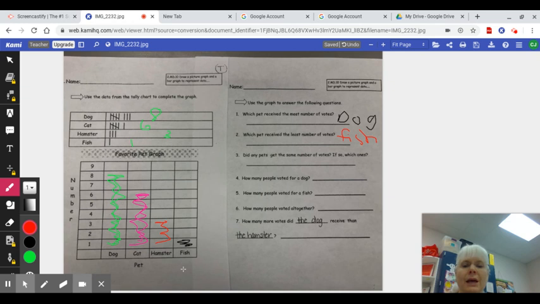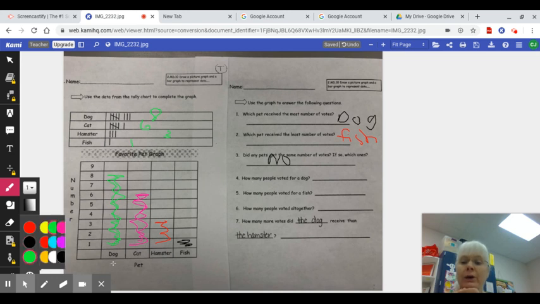Number 3, did any pets receive the same number of votes? If so, which ones? If they got the same votes, their bars would be the same height. Do we have any that are the same height? No, we don't. So we can just simply say no. If we did have to say yes, we would say yes, and then which 2 got the same number of votes.